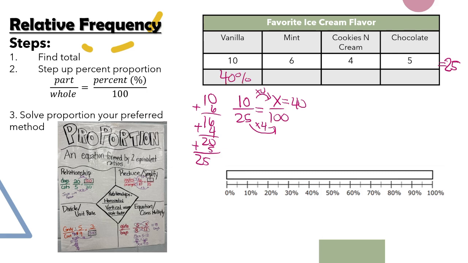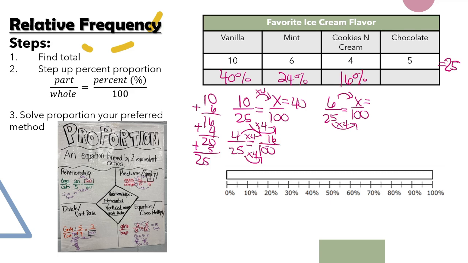Let's keep going. 6 over 25, x over 100. 25 times 4, 6 times 4 gives me 24%. Let's keep going. 4 over 25, 4 times 4, 16%. And by now you should be able to see the pattern. We're just basically multiplying by 4. So if I wanted to, I can go 5 times 4, and of course that would give me 20%. But let's practice setting it up just for practice. So 5 over 25 is equal to times 4 times 4, and we should have got 20%.